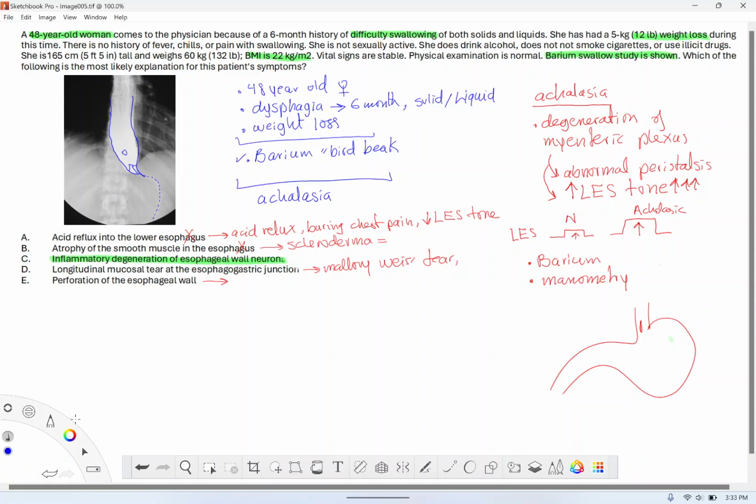Okay, so the next one is perforation of the esophageal wall. This is Boerhaave syndrome. Okay, in Boerhaave syndrome, the esophagus completely ruptures. It's not just a tear. All three layers of the esophagus, mucosa, muscularis, and adventitia, are all torn, such that it can lead to mediastinitis, chest pain. Mediastinitis means the gastric content can go into the mediastinum. It can cause inflammation around the heart and lungs, and can cause pneumomediastinum.